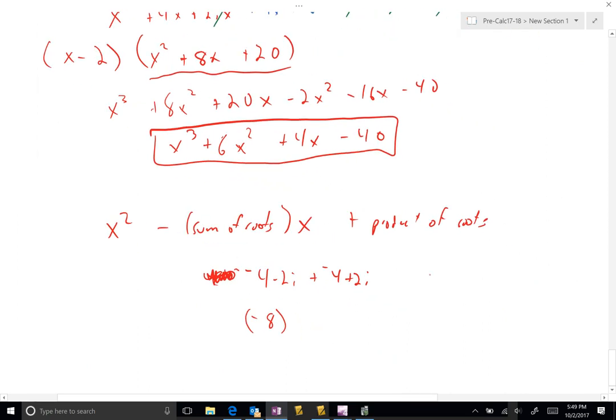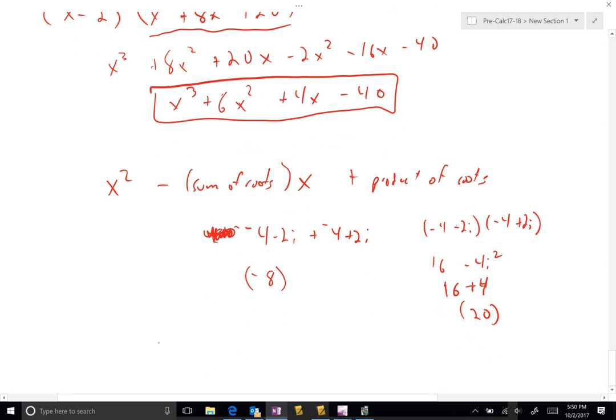And then a product of roots: negative 4 minus 2i times negative 4 plus 2i. Negative 4 times negative 4 is 16. The middle terms are going to cancel out, so we only need to multiply the outer terms, the negative 2i and the positive 2i, which is going to give us a negative 4i squared, which is going to become a positive 4, because i squared is negative 1, which means our product of roots is 20.